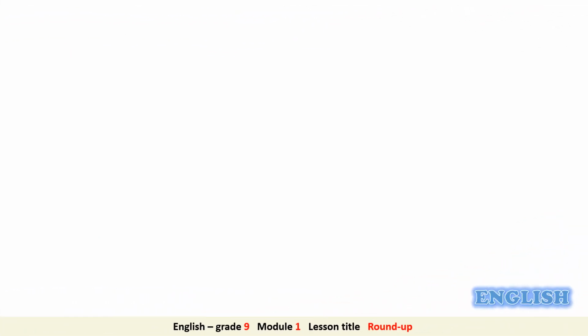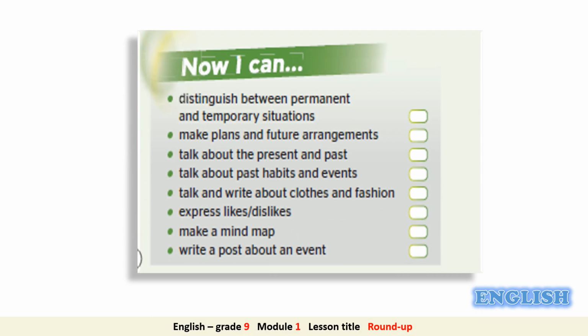And now I hope you can all do these things. Distinguish between permanent and temporary situations. Make plans and future arrangements. Talk about the present and past. Talk about past habits and events. Talk and write about clothes and fashion. Express likes and dislikes. Make a mind map. And write a post about an event.